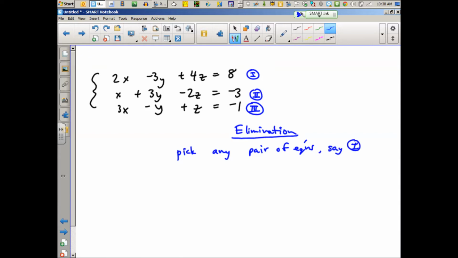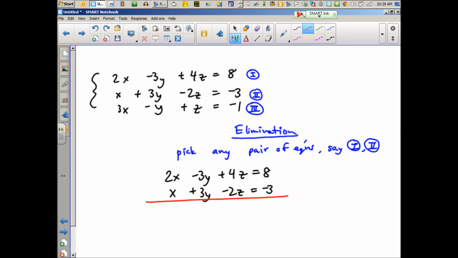Say 1 and 2. Okay, so you put these two equations right next to each other, one on top of the other like this. You can kind of see that it's really easy to get rid of y. In fact, if you just add these equations together, you get 3x plus 2z equals 5. So we eliminated one variable. Now you don't have to eliminate y, it just seemed very convenient to me. You could have eliminated z, for example.